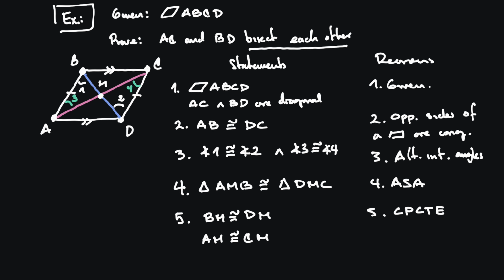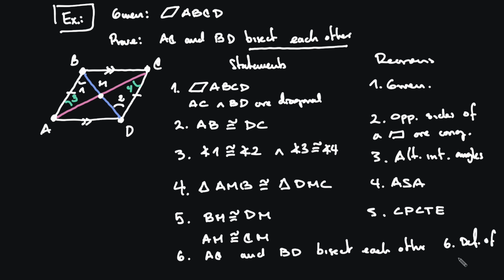Okay. By definition of bisector, if we know that they are congruent, then AC and BD bisect each other, right? And this is basically why, because of the definition of bisector. Okay, so this is the idea on how to use these theorems to solve problems related to quadrilaterals or parallelograms.